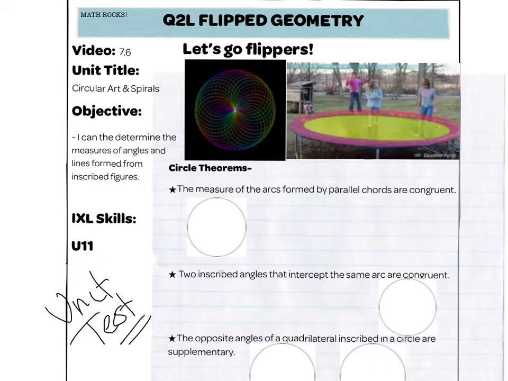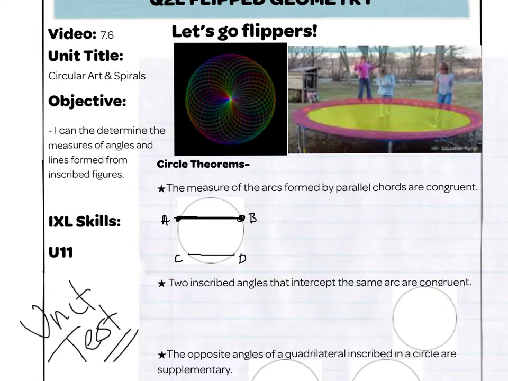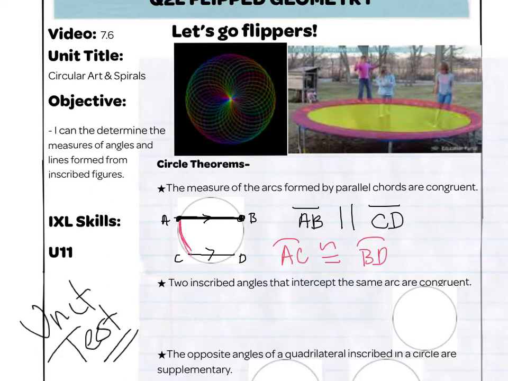Alright, let's go flippers. So the first circle theorem we're going to look at today says the measure of the arcs formed by parallel chords are congruent. So here are 2 chords, chord AB and chord CD. If I say to you that chord AB, meaning line segment AB, is parallel to line segment CD, and there's the markings that mean parallel, that automatically means that arc AC is congruent to arc BD. These arcs will be the same.